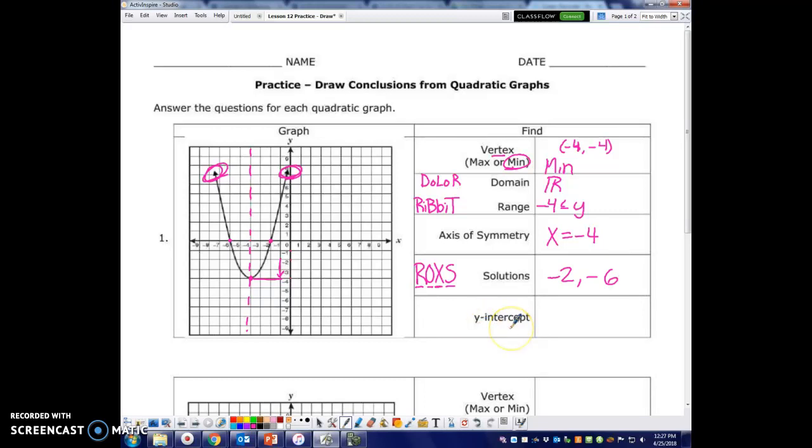Then we're looking for our y-intercept. That's where it crosses through the y-axis. If this line keeps going, it's going to cross through here at 9. So the y-intercept is 0, 9.